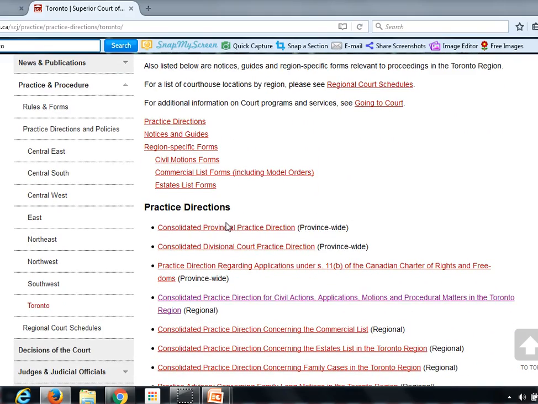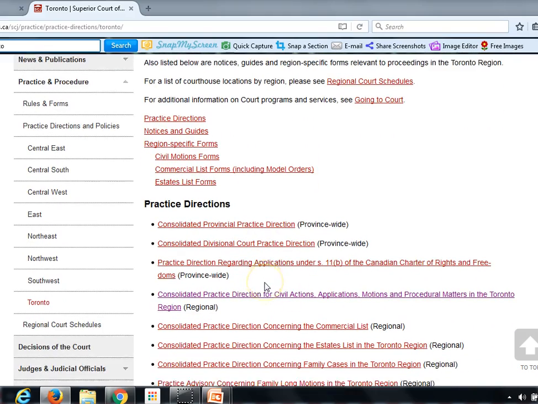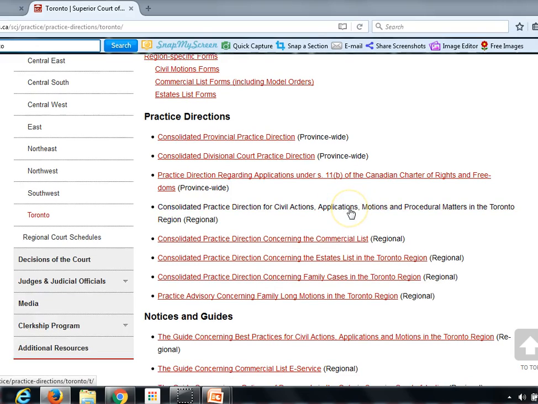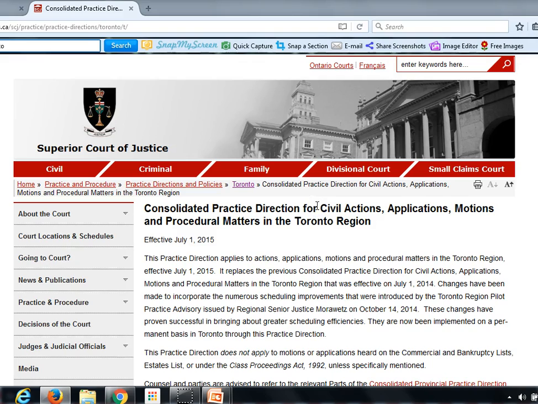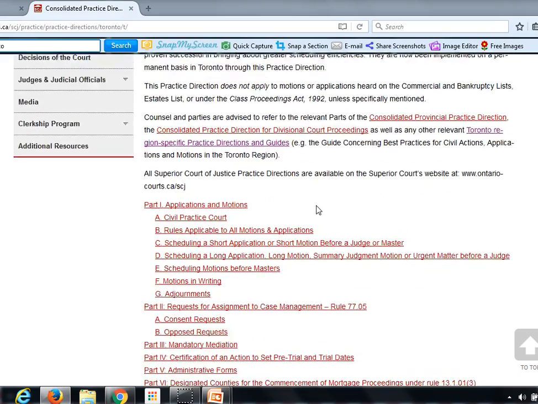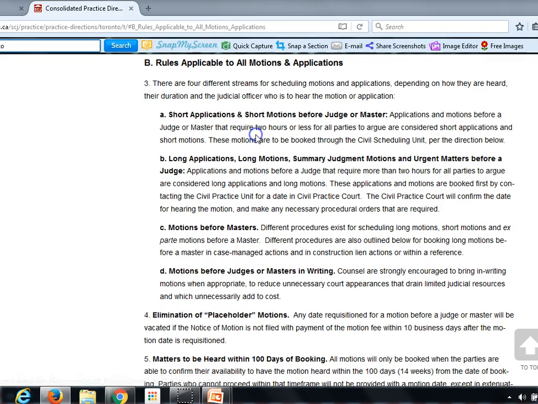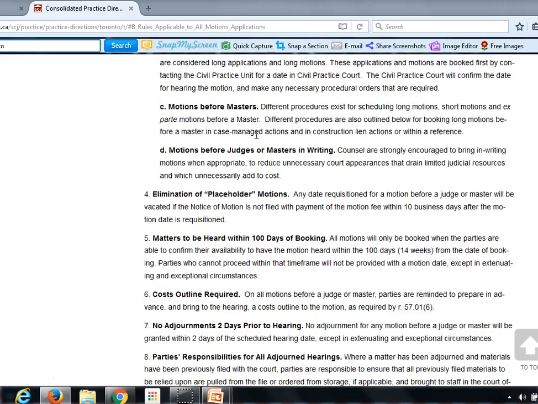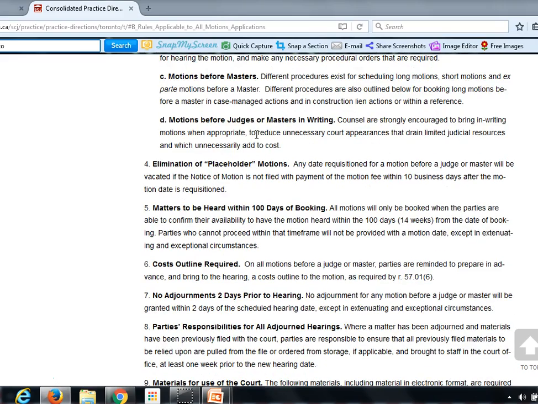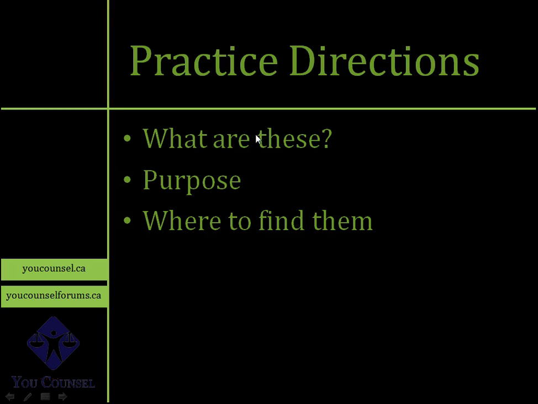You review those. So let's say you want to go to a practice direction. You've brought a civil action or an application or a motion. You want to make sure that you click on it, and then you read all these rules, and they'll talk about different matters, rules applicable to all motions and applications. If you are bringing a motion, you must read the practice direction and understand what the rules are saying. So this is what they are, and now you know where to find them. You must read these rules and understand them.